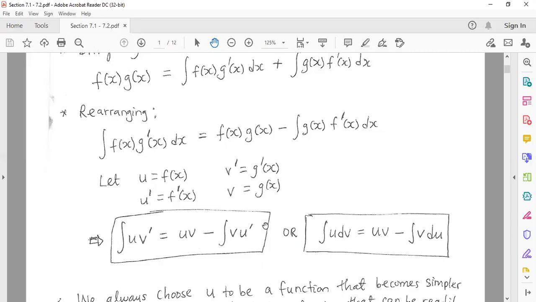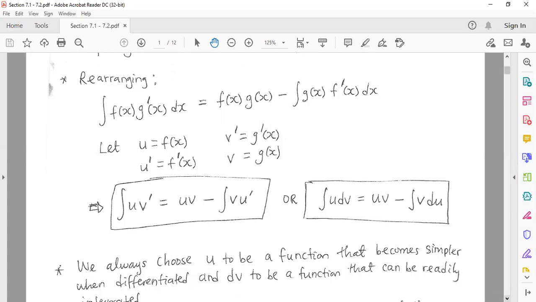You can use what you see in this first box here: integral of u v prime equals u v minus integral of v u prime. You can use that, or you can say integral of u dv equals u v minus integral of v du. Any of these works. If you choose to use the initial functions, which is integral of f of x g prime of x dx equals f of x g of x minus integral of g of x f prime of x, if you use this, it's perfect. All right, so any of these three, you will get full marks, as long as you use them correctly.